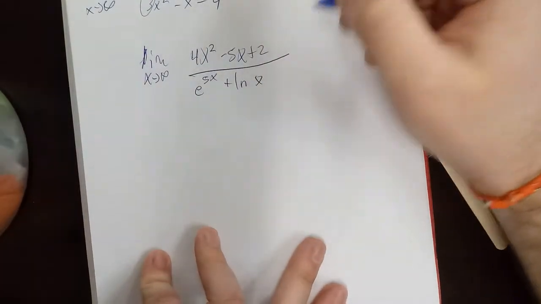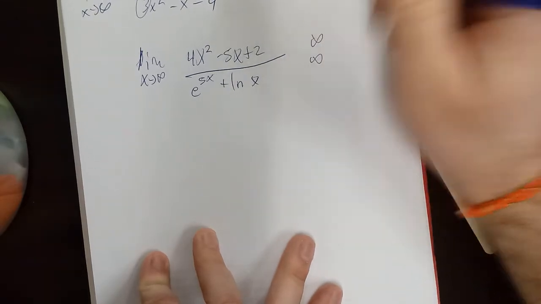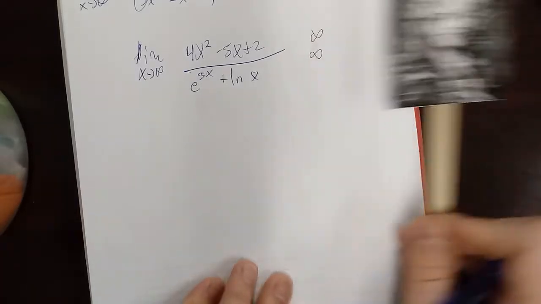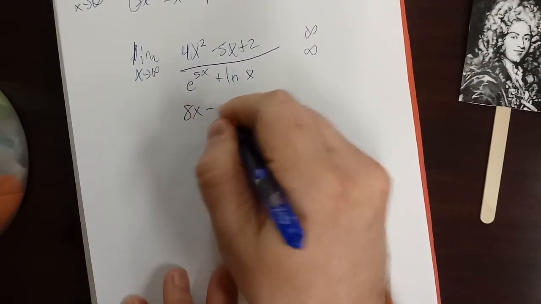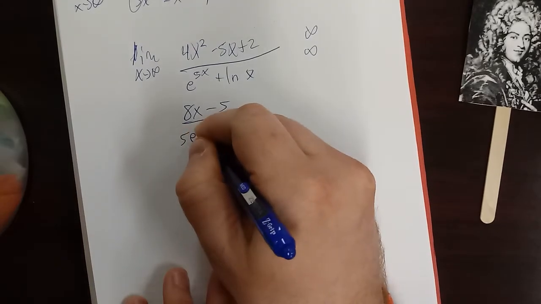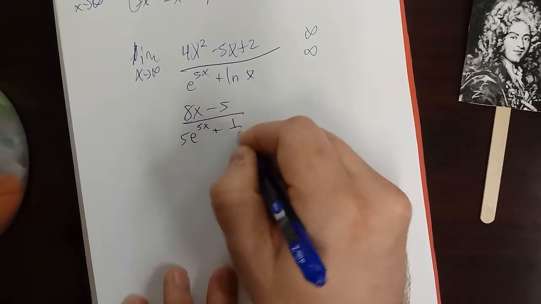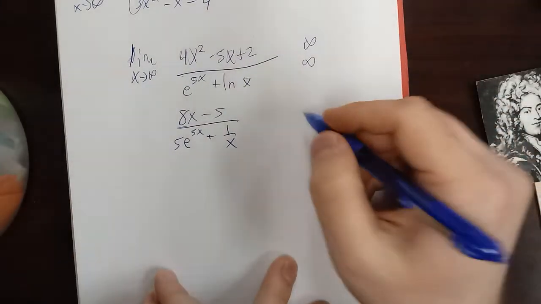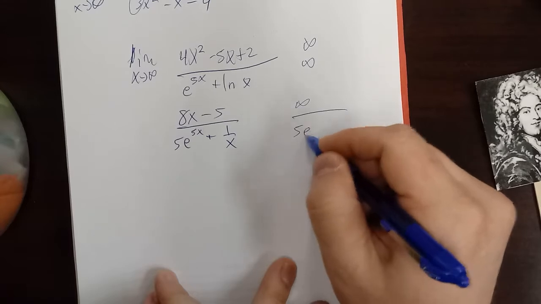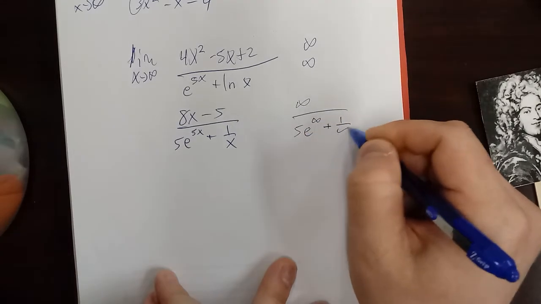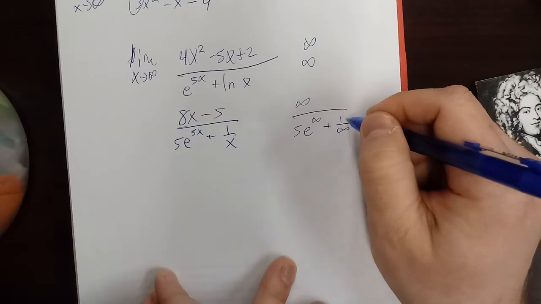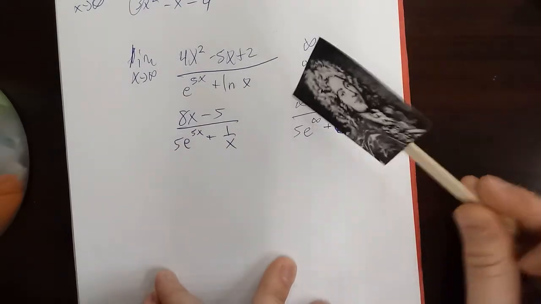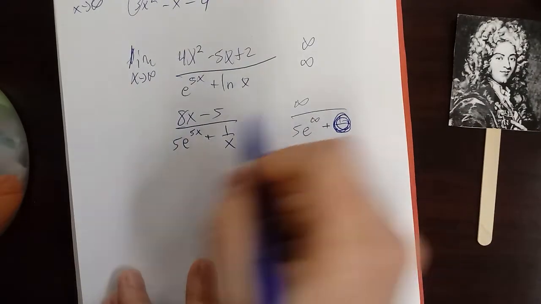So we'll take a derivative. We get infinity over infinity. Sorry, I gotta keep doing the silliness. Bonjour. So we'll get 8x minus 5 over 5 e to the 5x plus 1 over x. And now when I plug in infinity, I still get infinity here, and then I get 5 e to the infinity plus 1 over, wait, what's 1 over infinity? 0. But it's still infinity over infinity. Bonjour. And then take the derivative again.